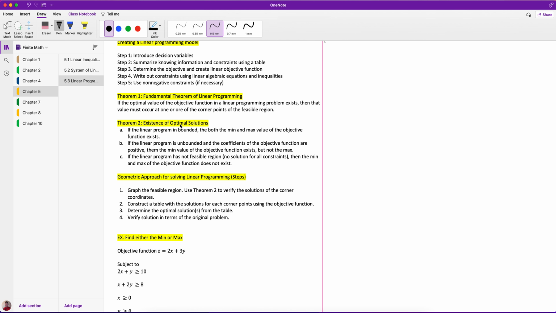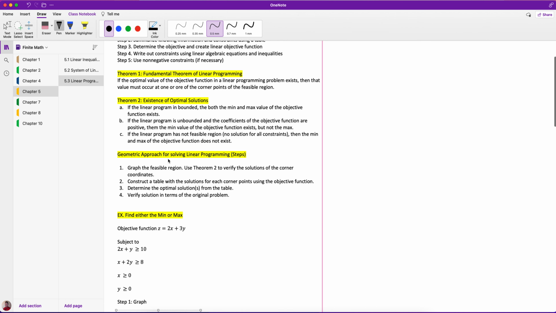And so theorem 1 says if the optimal value of an objective function in a linear problem exists, then the value must occur at one or more of the corner points. So that's why corner points. If there is an optimal value, it will be at the corners of the feasible region. If the linear program is bounded, then both the min and max value of the function exist. If it is unbounded, depending on which way it goes, it may not. And if it has no feasible region, which means the lines don't cross or touch, then there is no solution.